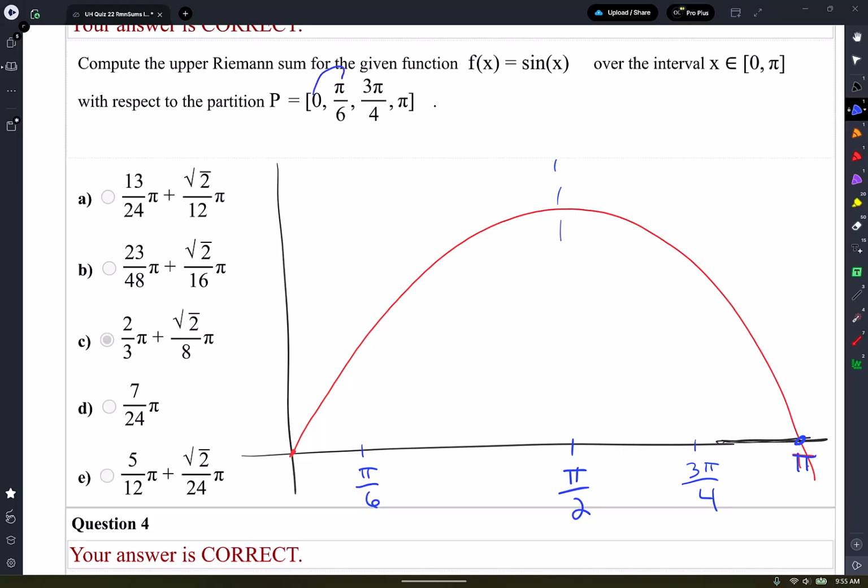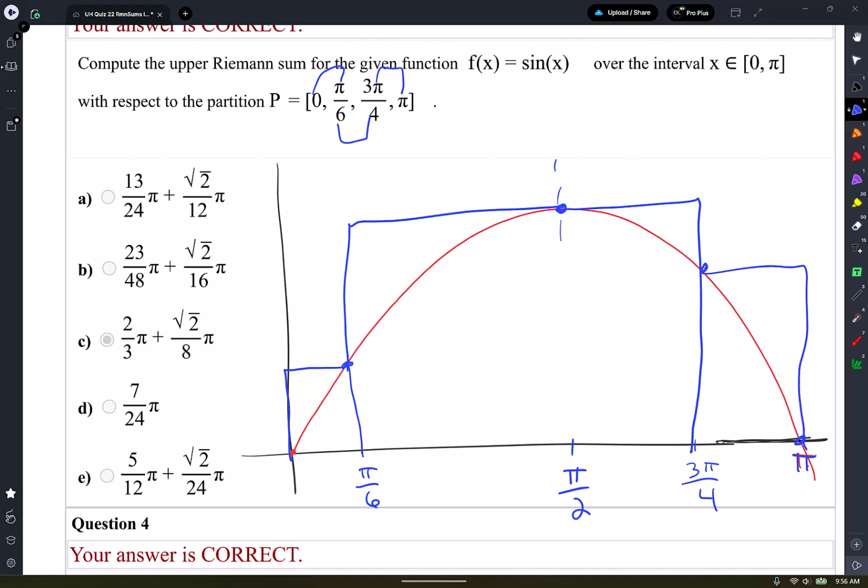What we have is 1, 2, 3 rectangles. They want upper between 0 and pi over 6. Where is the highest point? What x value has the highest point on that curve? So go to pi over 6, and there's my first rectangle. Are we okay? All right, check it out. Let's see if we get this one. Between pi over 6 and 3 pi over 4, at what x coordinate do I have the highest point on that curve? Pi over 2. Good job. You're very observant. Between 3 pi over 4 and pi, at what x coordinate do I have the highest point on that curve?